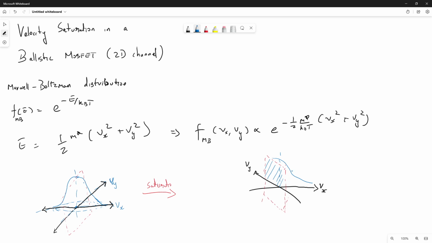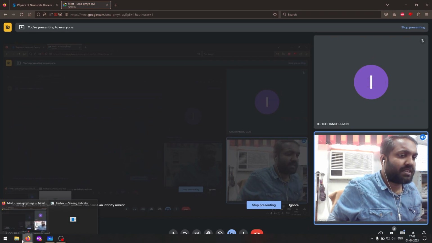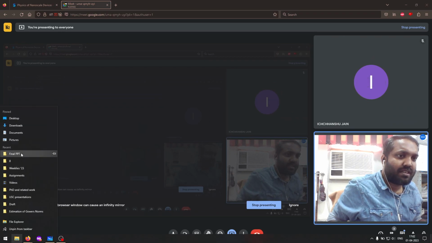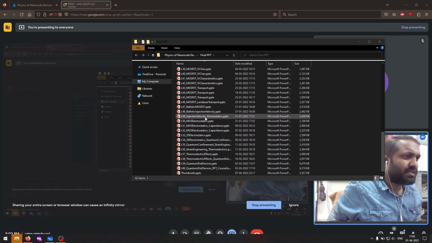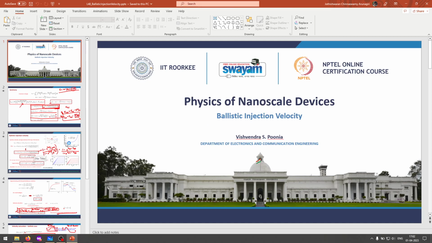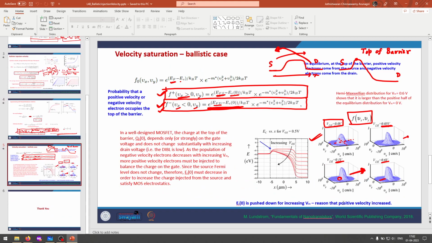Yes, sir. So for a more precise representation, it should look something like, where is velocity saturation? I think ballistic injection velocity will have that. Yeah, so it will look like this. Is this clear? Initially, there is a Gaussian, and as the electric field increases completely, one half of the Gaussian will totally move to the other half.